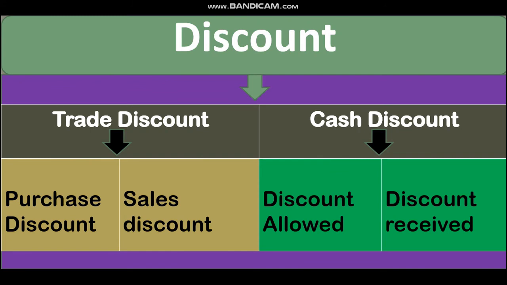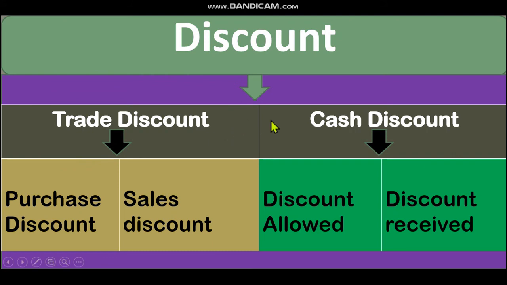So purchase discount and sales discount are trade discount, and another name of trade discount is business discount. And dear student, this type of discount will not be recorded in accounts. Here we will only subtract. Like purchase from Karim, you will write purchase account debit, Karim account credit, or creditor's account credit. That means no discount account.